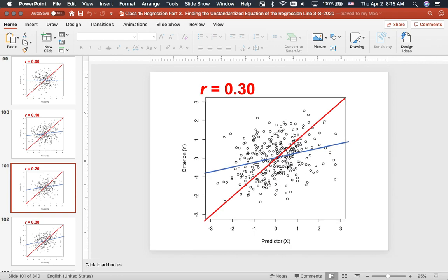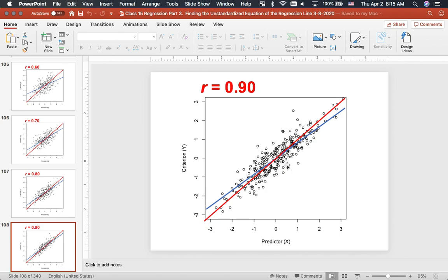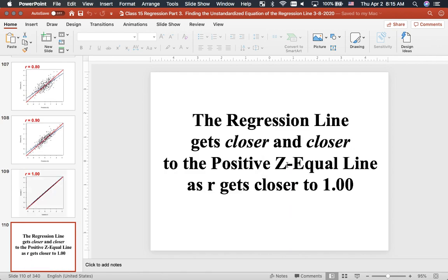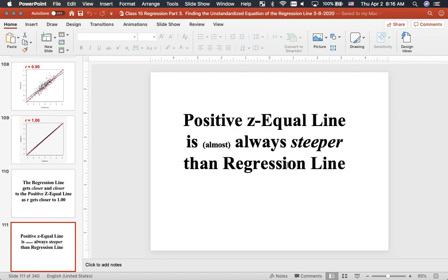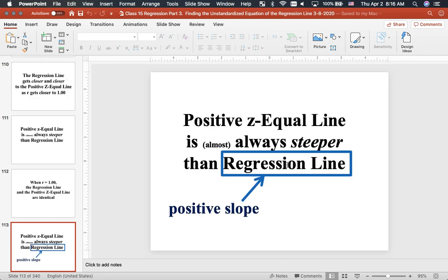So you can see right here, going back down, and then going back up. As r increases, the slope gets closer to the slope of the z equals line. So the regression line gets closer and closer to the positive z equals line as r gets closer to 1. So the positive z equals line is almost always steeper than the regression line. When r equals 1, the regression line and the positive z equals line are identical.